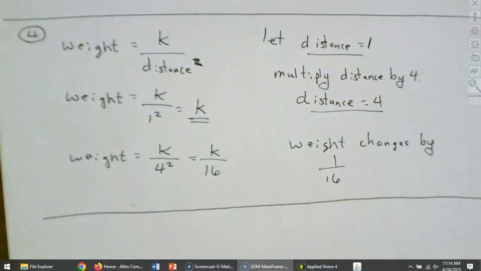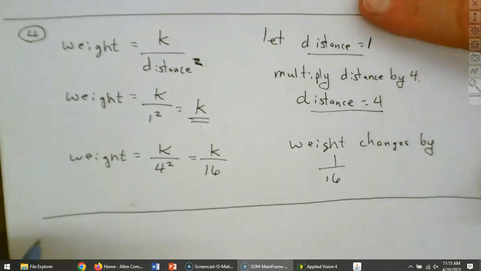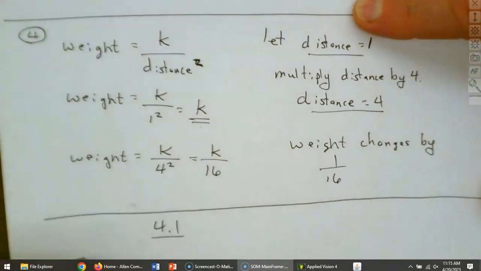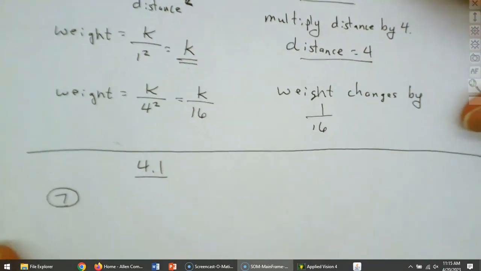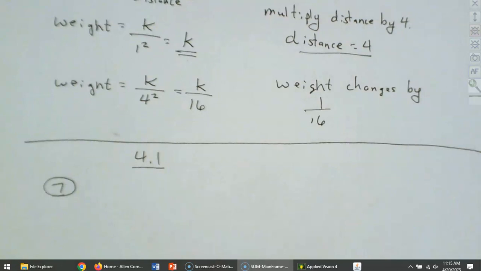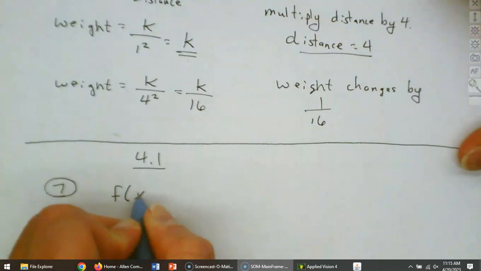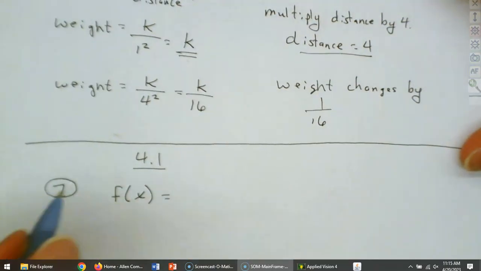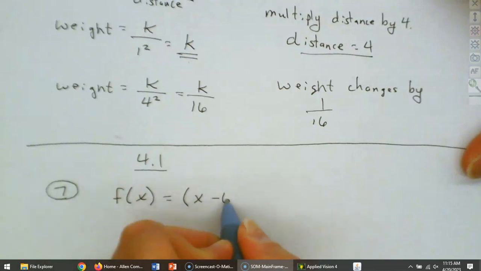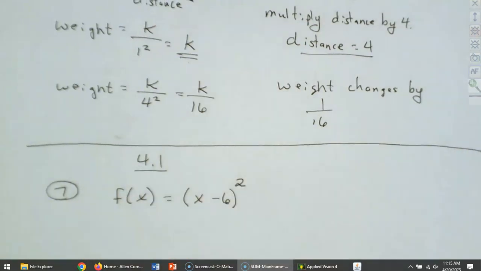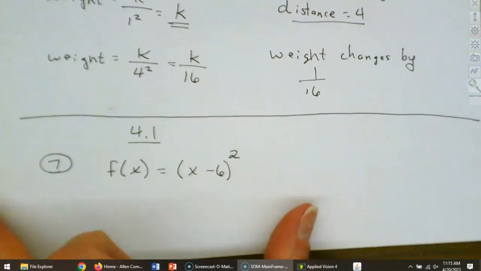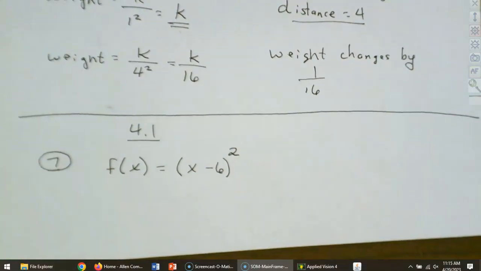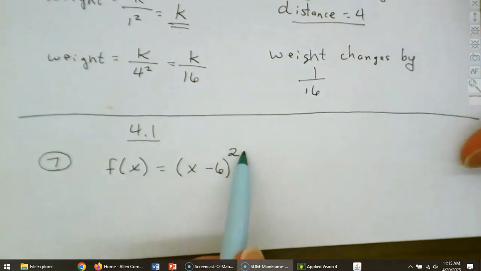Now we'll look at question number 7. Some functions have inverses and are one-to-one. Some functions do not have inverses. This one does not have an inverse. Why does this one not have an inverse? And why is it not one-to-one?